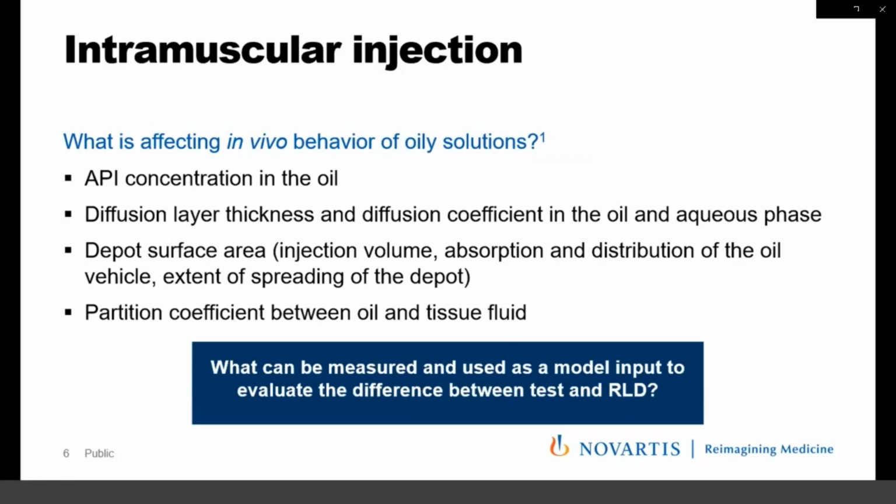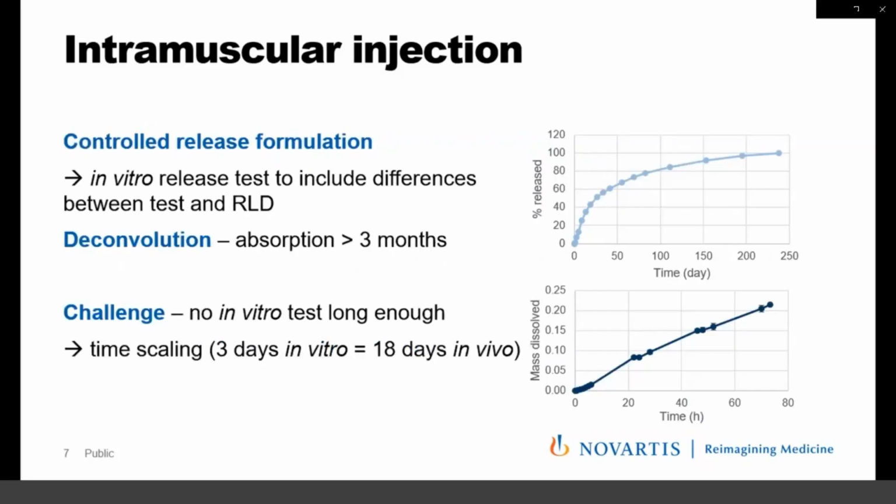However, they are important for the prediction of the difference between the test and reference formulations, and would be an important input for the model. Therefore, we decided to develop an in vitro release test, which would be able to include most of these parameters and therefore capture the difference between the test and reference, and to include the results of this in vitro test into the model, we decided to go with the controlled release dosage form.